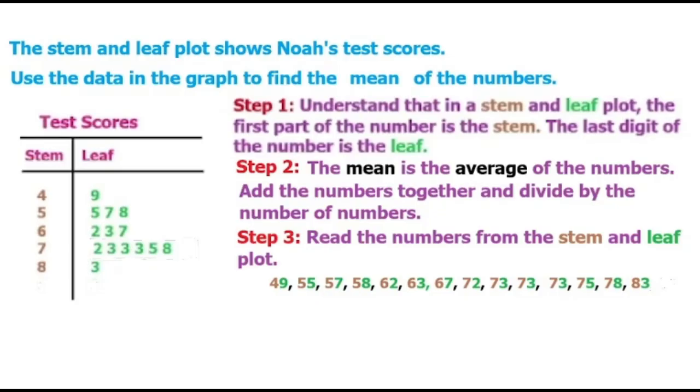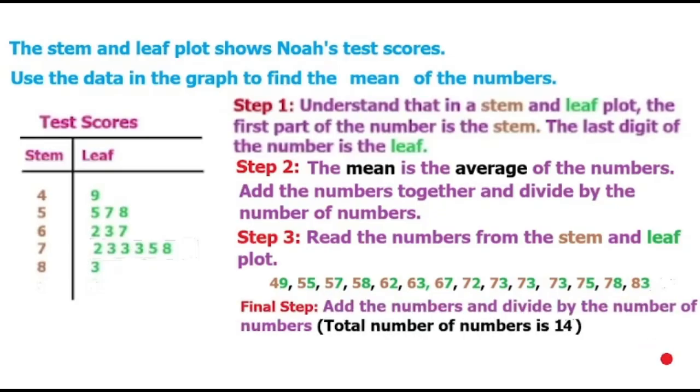The final step is to add the numbers and divide by the number of numbers. So let's count the number of numbers. 1, 2, 3, 4, 5, 6, 7, 8, 9, 10, 11, 12, 13, 14. The total number is 14. You can also do it this way, counting again to 14.